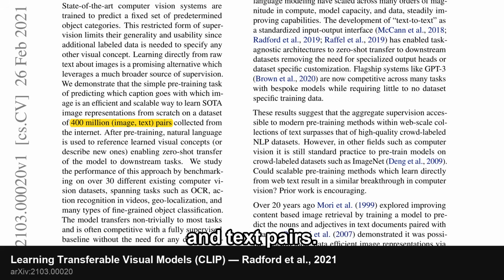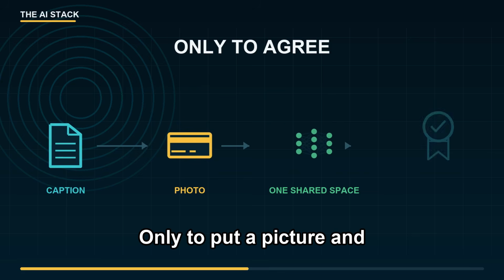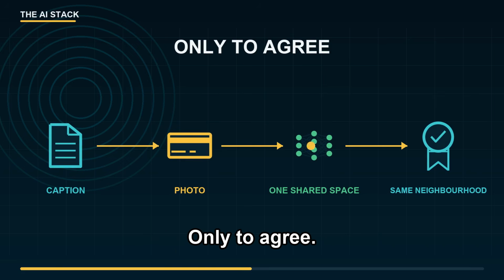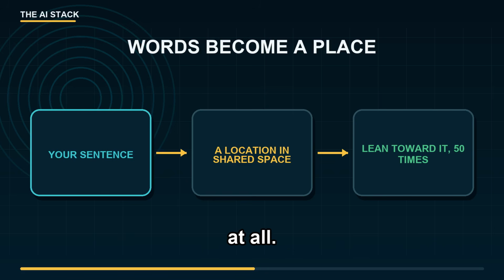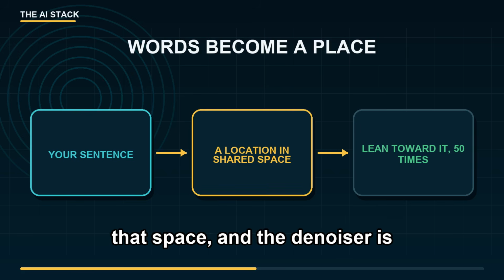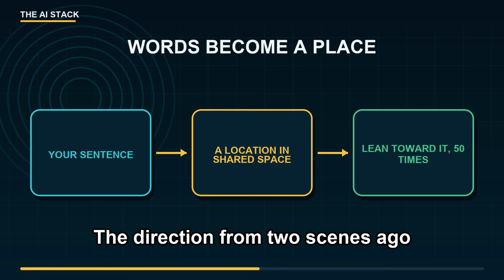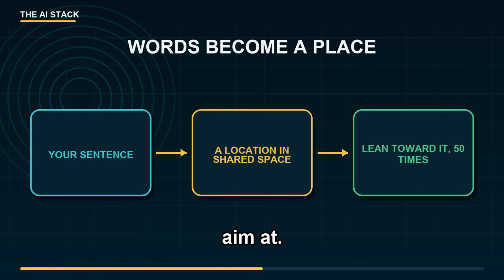400 million image and text pairs. Its job was not to generate anything at all, only to put a picture and its caption in the same place in a shared space, only to agree. That is what makes typing a sentence and getting a picture possible at all. Your words become a location in that space, and the denoiser is pulled toward it on every step. The direction from 2 scenes ago is that location. Before CLIP, there was nothing to aim at.